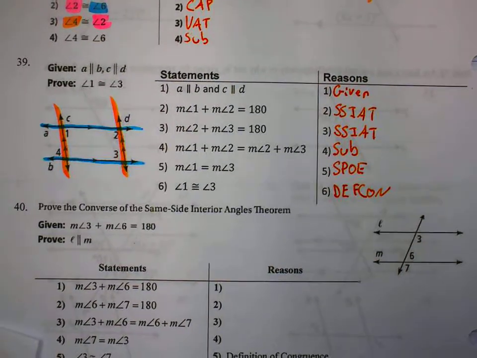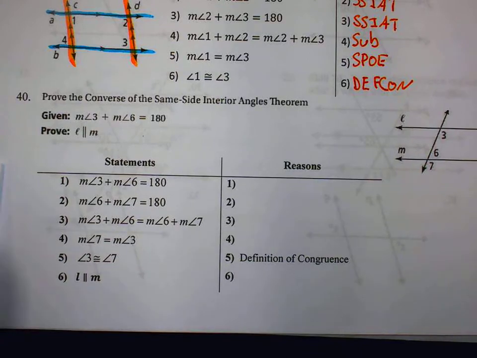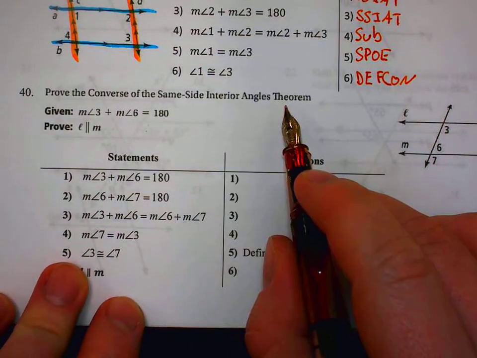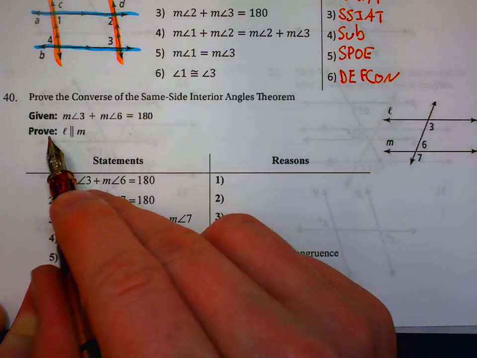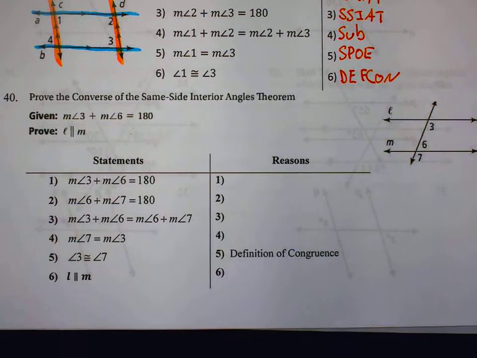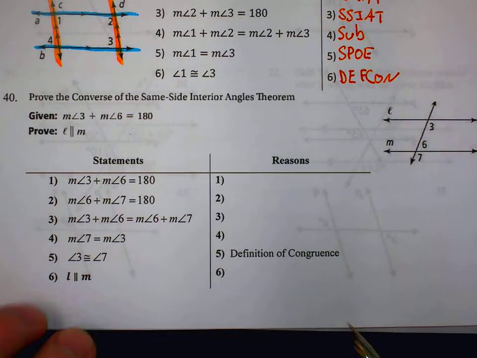Number 40. Prove the converse of the same side interior angles theorem. I can't use the same side interior angles theorem for this proof because I'm trying to prove it. And what's more, because I'm trying to prove that L is parallel to M, it means that I can't use any of my regular or conditional parallel line theorems because I do not know that the lines are parallel.